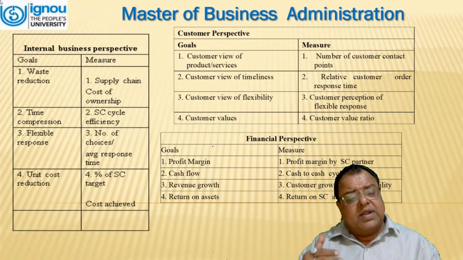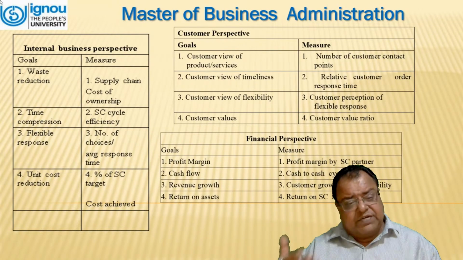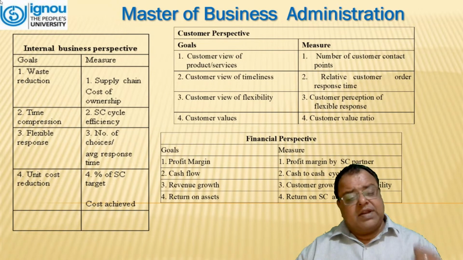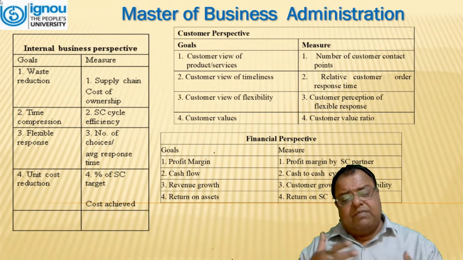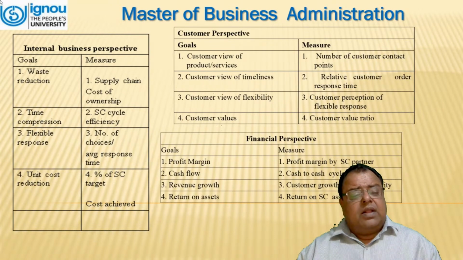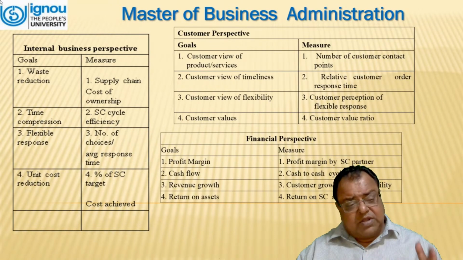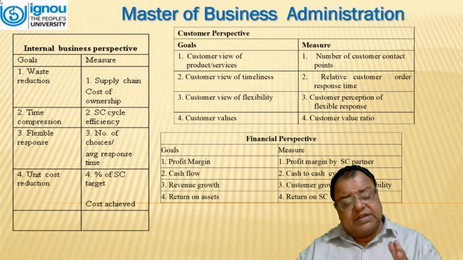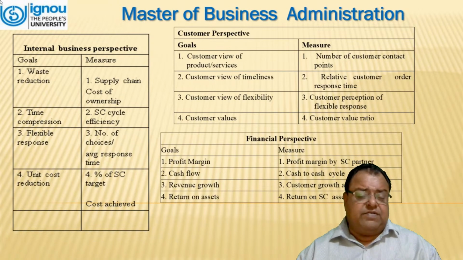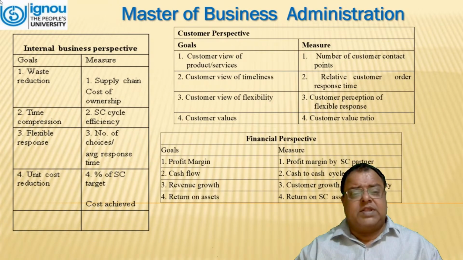If we talk about time compression, that means supply chain cycle efficiency. Flexible response is measured by the number of choices and average response time. Now, how many choices are available? And what about the cost? Unit cost reduction, that is the 4% supply chain target cost achieved, the last one, after performing the activity.